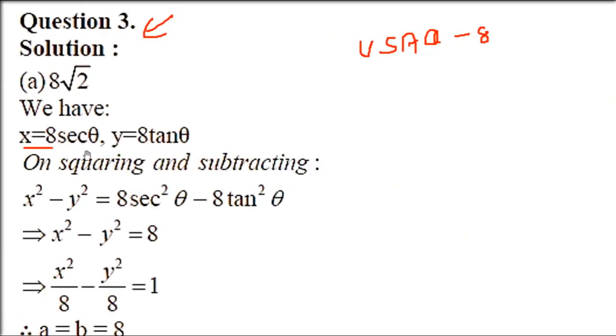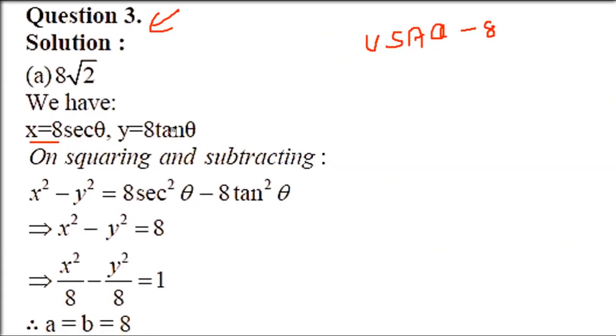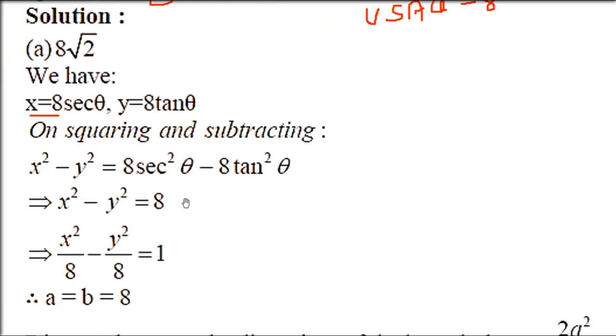So x square equals 8 square, 64 sec square theta. y square will be 8 square, that is 64 tan square theta. So for x square and y square, both sides you are going to square and subtract. So you will get x square minus y square as 64 sec square theta minus 64 tan square theta. So this 8 square is missing here, I'll just write it. So x square minus y square will be 8 square, that is 64.